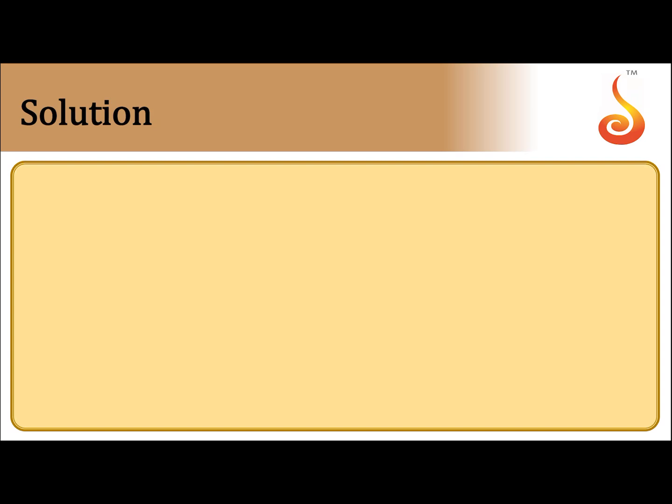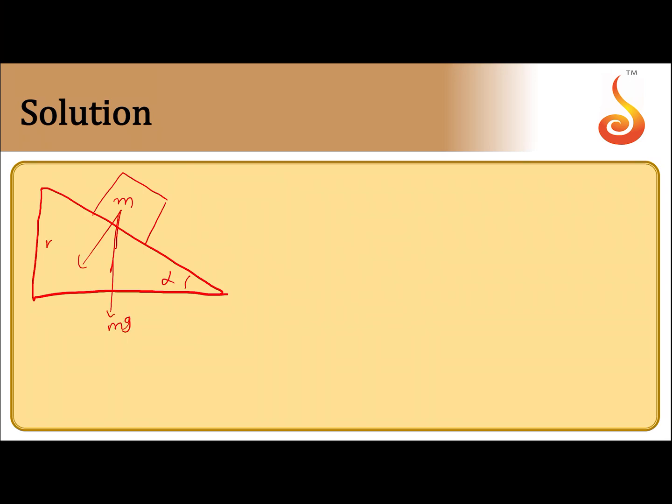Now, if I draw the diagram showing the construction, this is of course alpha, this is the inclined plane, and this is the block of mass m. So what are all the forces acting? The forces are mg, which can be resolved into components, and I have mg cos alpha and mg sin alpha. Now these are the forces, and of course normal reaction is present along this direction.